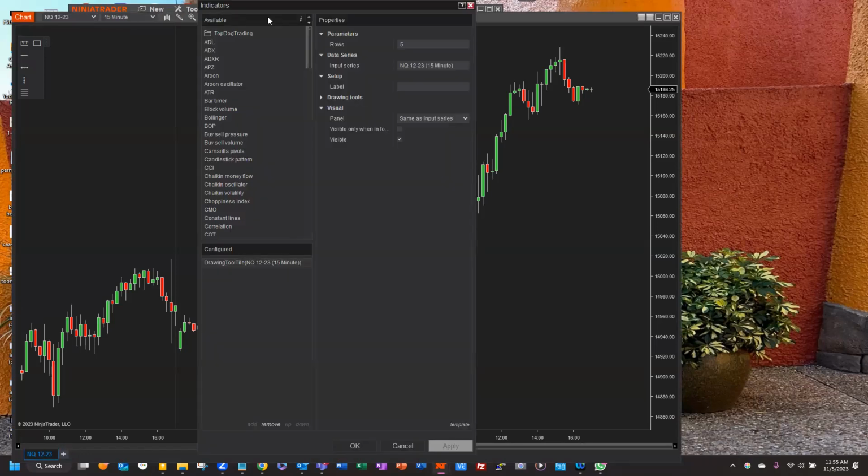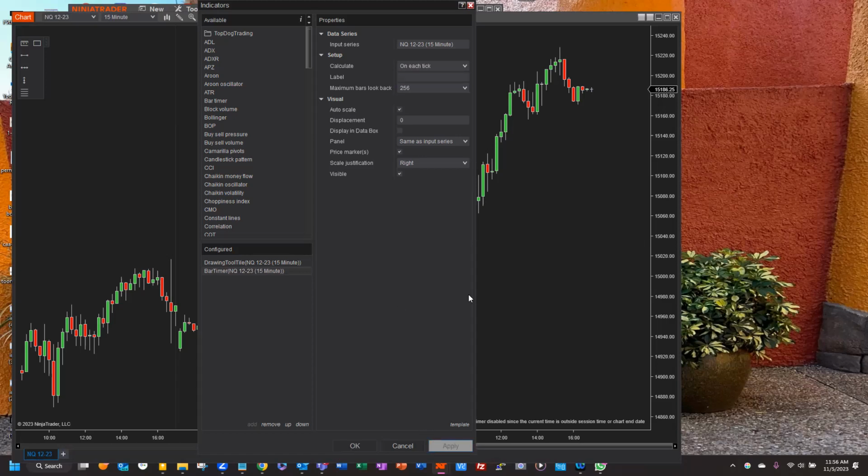Okay, we're going to go to bar timer. Forgot about that because this is a regular chart. Erase your labels, and leave it on each tick. I think we're good there. You can hit apply. Don't say okay yet because we still got more to do. Bar timer is applied.